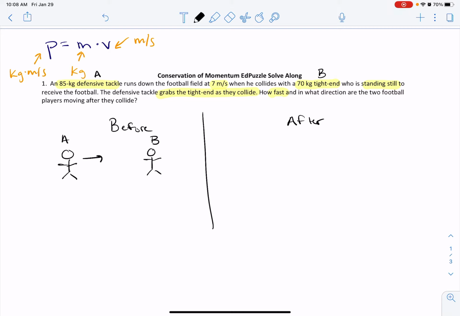And then after they collide, they're right next to each other, and they're going to be moving in some direction, but we're not sure which direction yet. So before we have A and B separate, and since they collide, I'm going to call this A plus B, because they're kind of like one system together now; they've stuck together. Okay, so I have my sketch before and after.